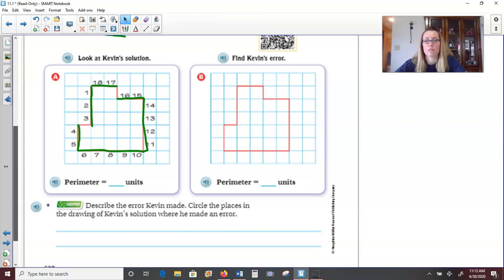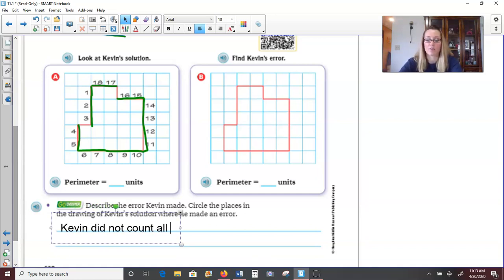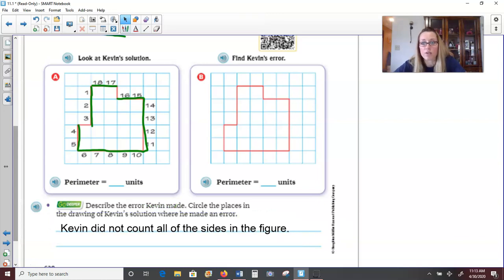So anyone spot his problem? What did Kevin not do? Kevin did not count all of the sides in the figure, right? He missed a couple sides. And they want us to circle the places in the drawing where he made an error. So he missed right here, and he missed right there.